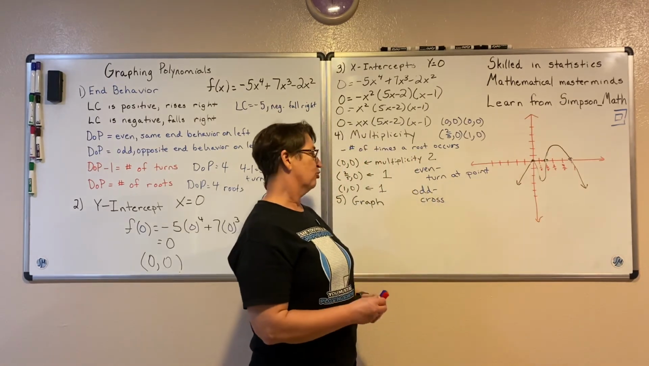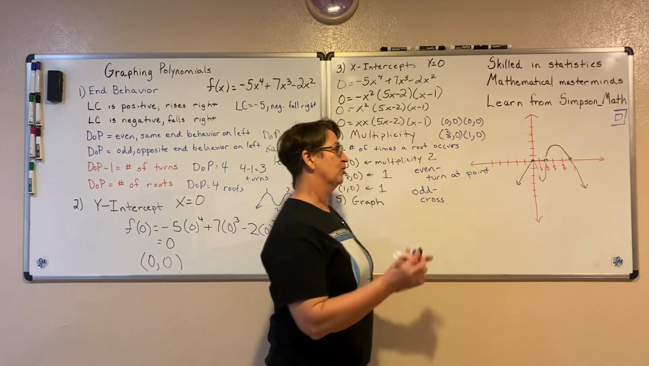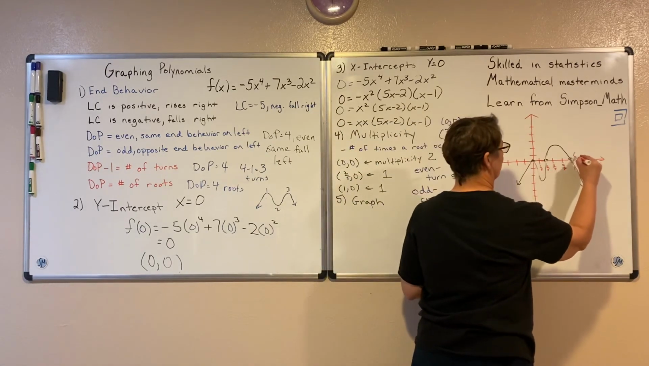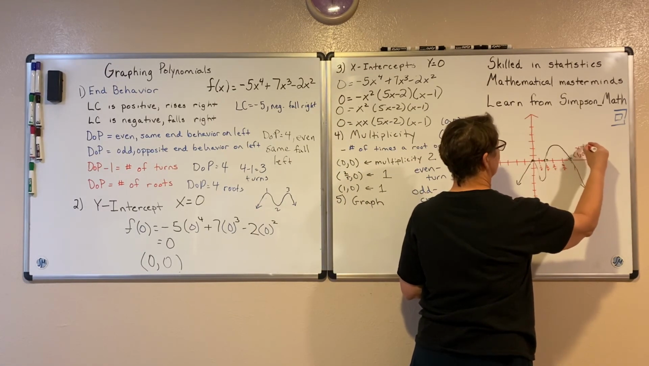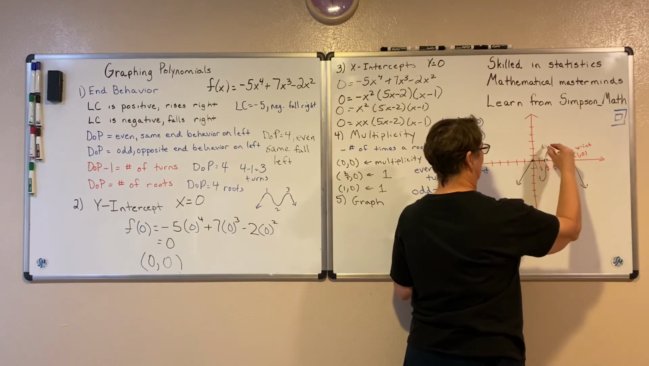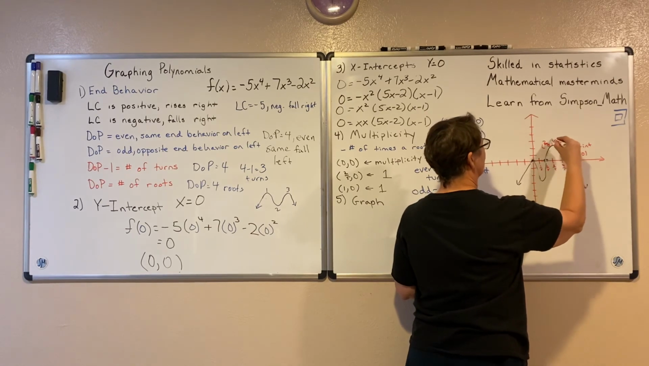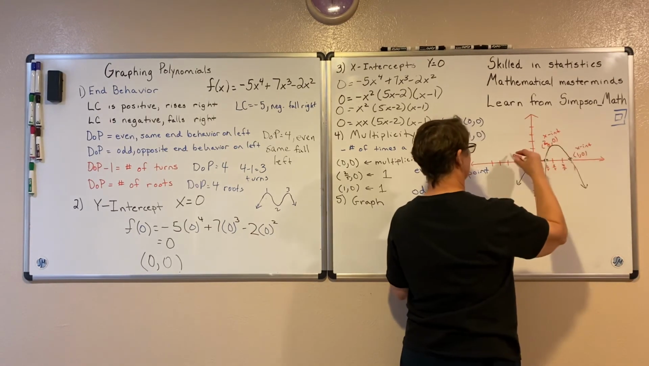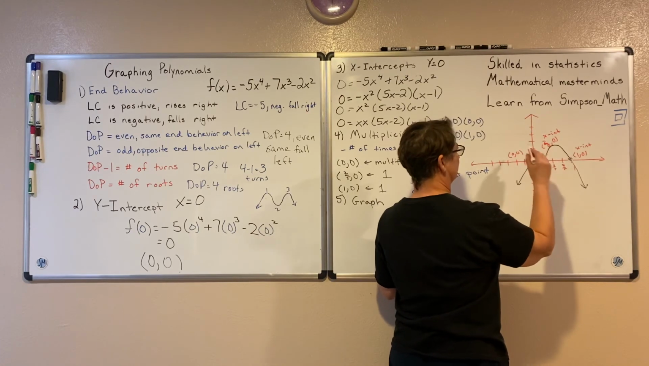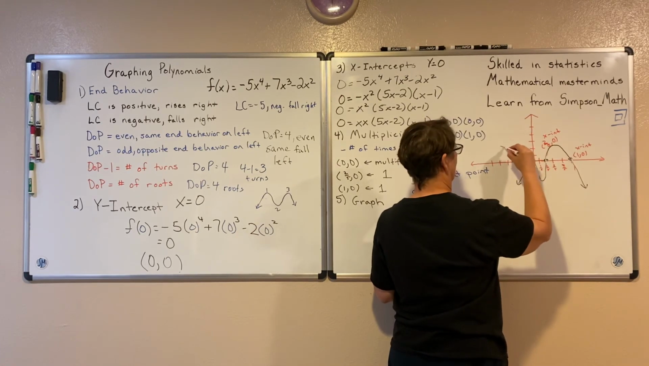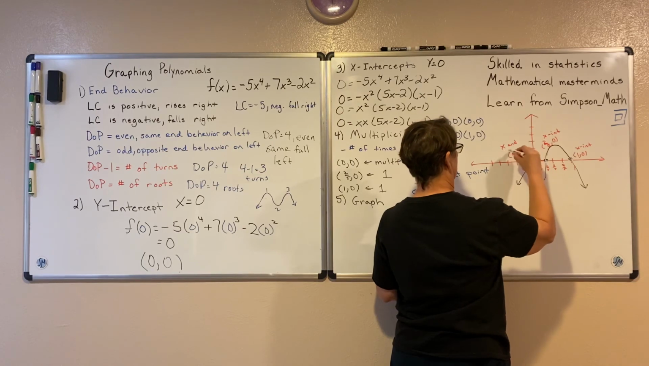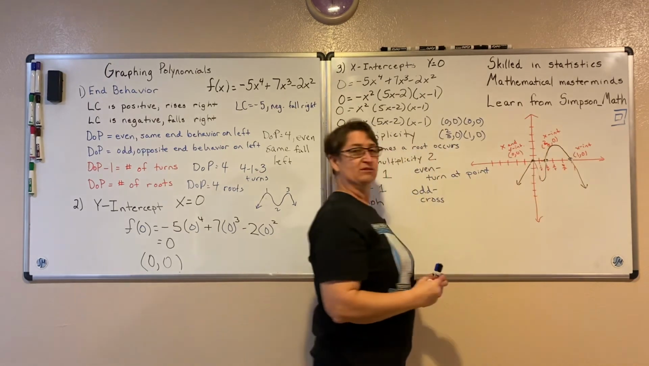So there we have graphed our polynomial. Don't forget to label your points so your reader knows exactly what it is that you've found. Other than that, we have the graph here of a polynomial. This is a 4th degree polynomial, and there are our points labeled.